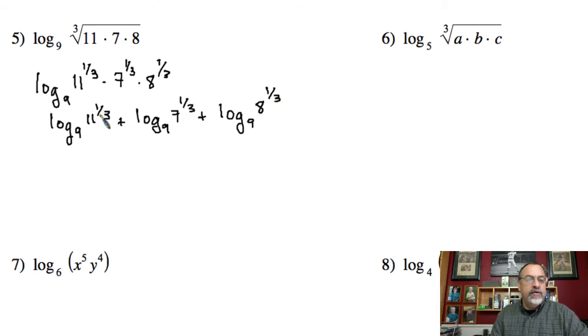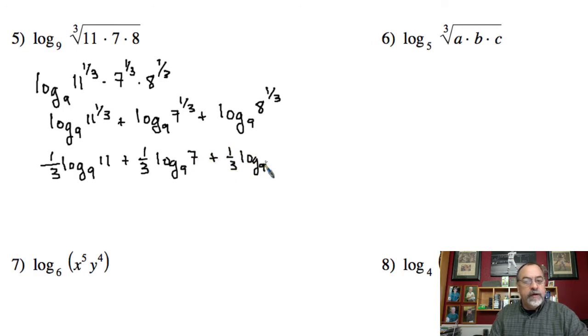Now these all have another power, an exponent being raised to a power, so the 1/3 can be moved in the front. So 1/3 log base 9 of 11, plus 1/3 log base 9 of 7, plus 1/3 log base 9 of 8. And so this would be the expanded form. And you could see that in a couple different ways, but we'll just leave it in that form.